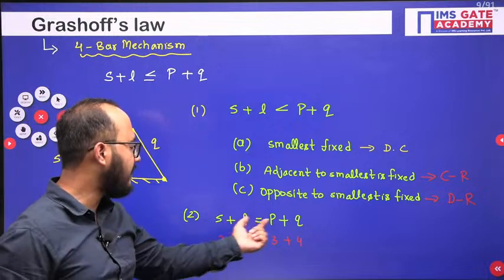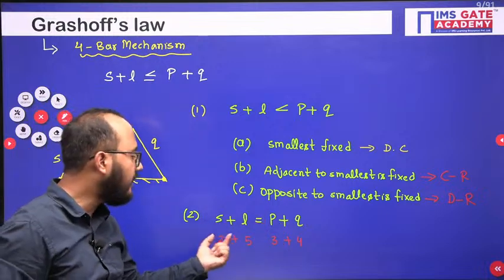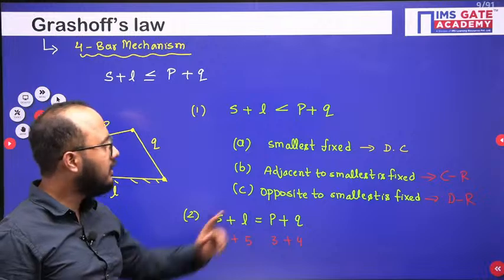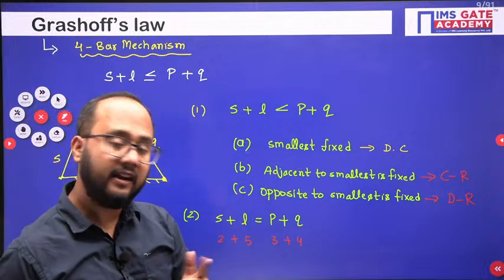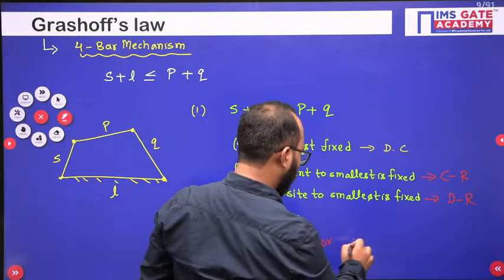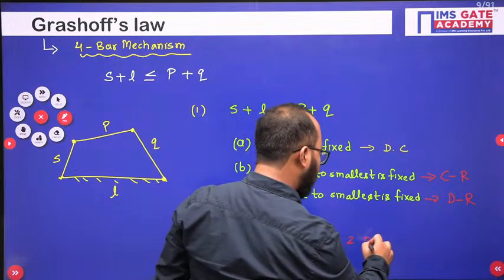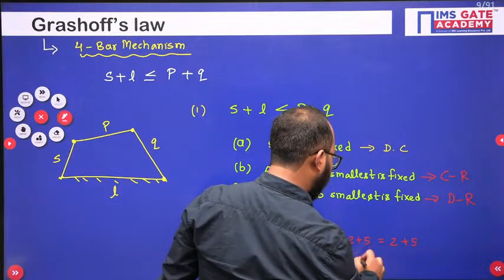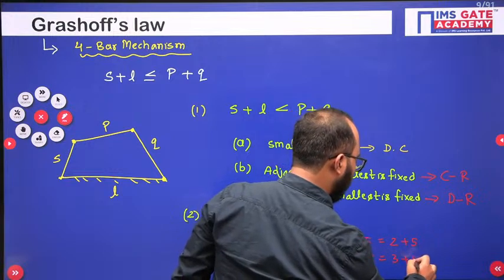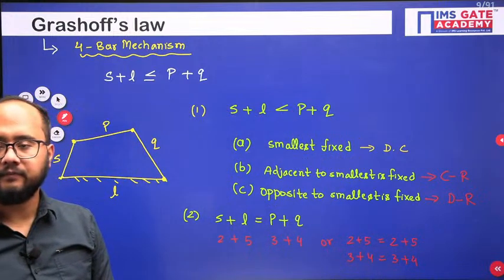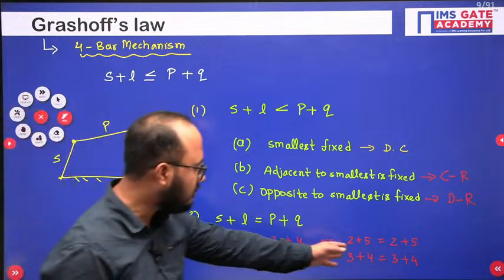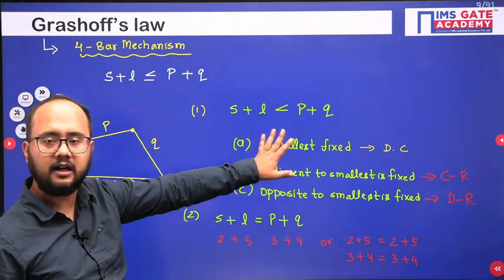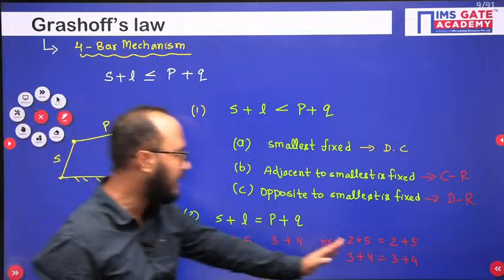If you find S plus L equals P plus Q, and all the link lengths are different, no doubt, then the first case will get repeated. But another possibility is there: you may have pairs like 2 plus 5 and 2 plus 5, or 3 plus 4 and 3 plus 4. You will have an equal pair of links. That case is also possible. When the link lengths are all different, the first case repeats, but in this case what will happen?